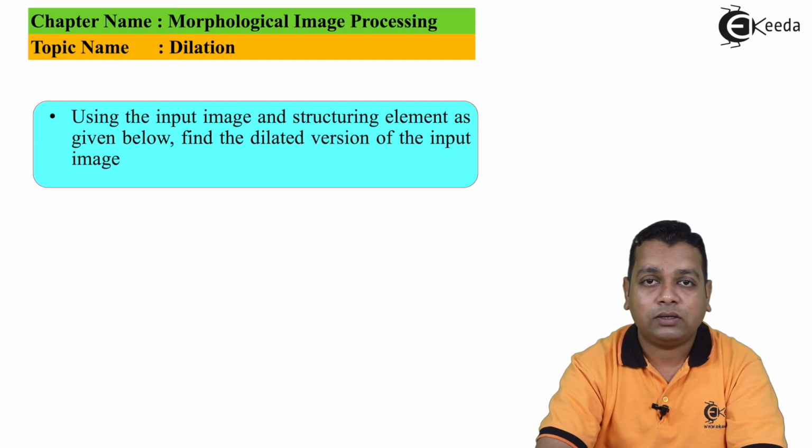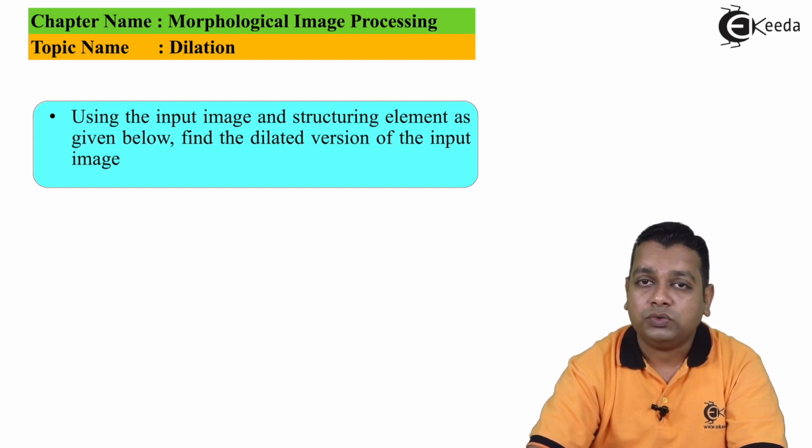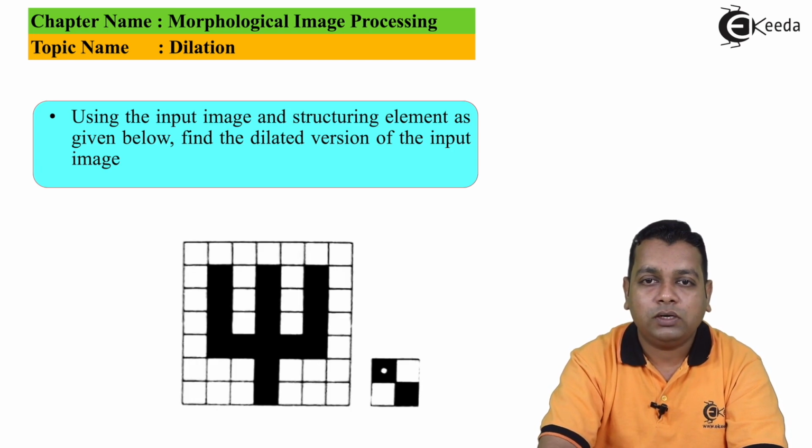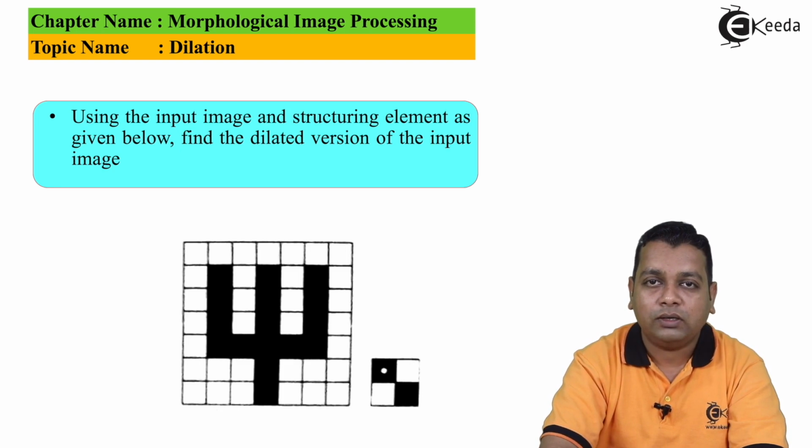Now, to understand it very clearly, we take a simple problem. The statement is: using the input image and the structuring element as given below, find the dilation of the input image. Here you see the input image having the shape of the Greek letter psi, represented with black pixels, and the rest of the pixels are completely white. The image sample has 7 rows and 7 columns.